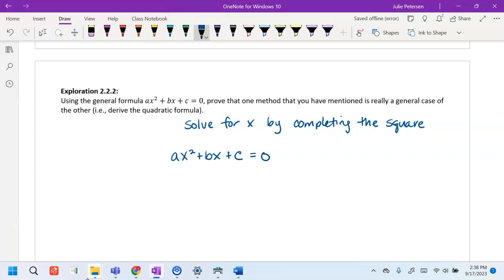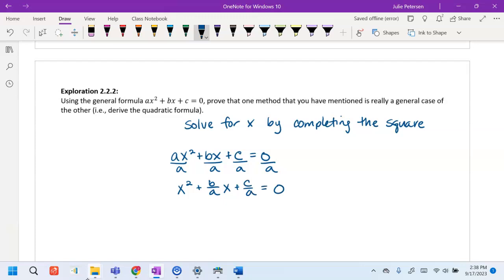All right, so when we talked about completing the square, that process could not work if we have an a value other than 1. So what we're going to do here is divide by a. And that leaves us with x squared plus b over a, that's our coefficient of x, plus c over a equals 0. Easy enough.